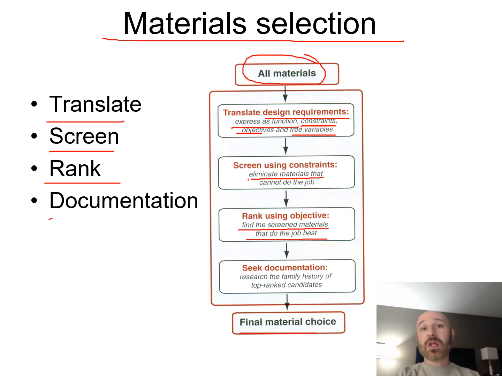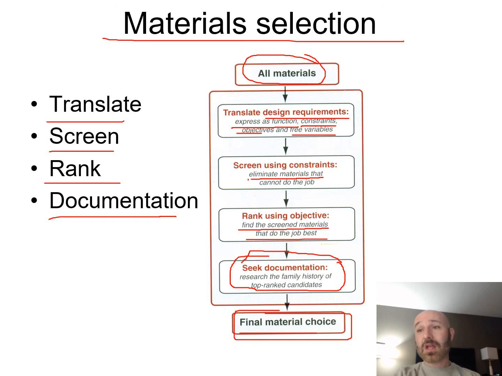And then from there, seek documentation: research the family history of the top-ranked candidates and do your due diligence. Find good sources for the documentation and do that research to come up with your final material choice. Now, the way I like this is that it would be done prior to using some of those other processes we use. So we're not just blindly throwing materials in, but you could have a good list that comes out of this.